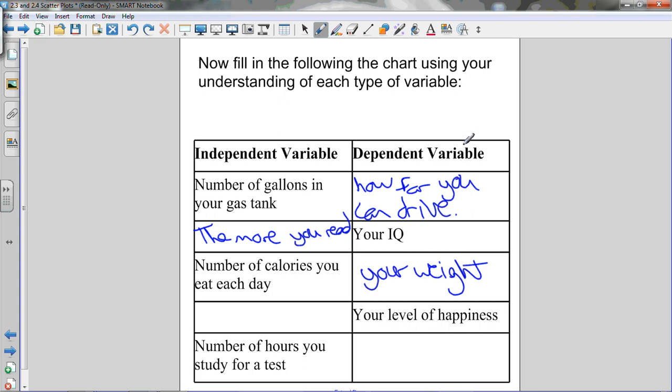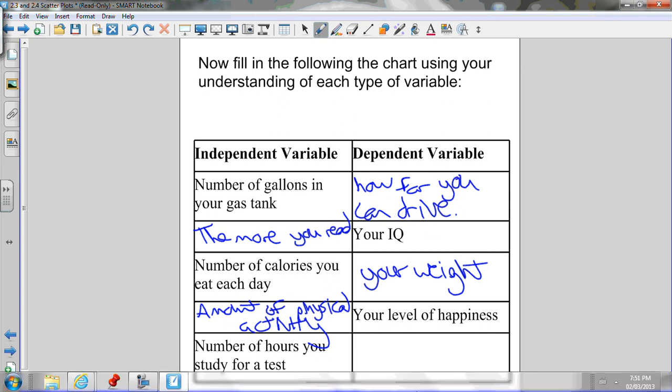Let's do another one. If the dependent variable is your level of happiness, let's try and think of what affects your level of happiness. What could be an independent variable that pairs up with this? So level of happiness depends on what? Because I like to be active, I might put amount of physical activity. So the more physical activity you do, the more sports you're involved in and so on, I think that will increase your level of happiness. It will directly affect that.